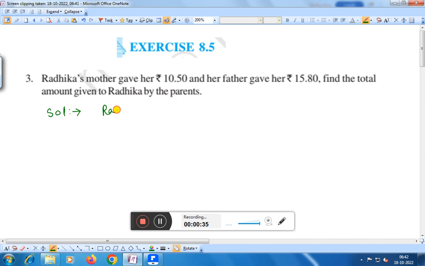Radhika's mother gave her rupees 10.50 and Radhika's father gave her rupees 15.80.